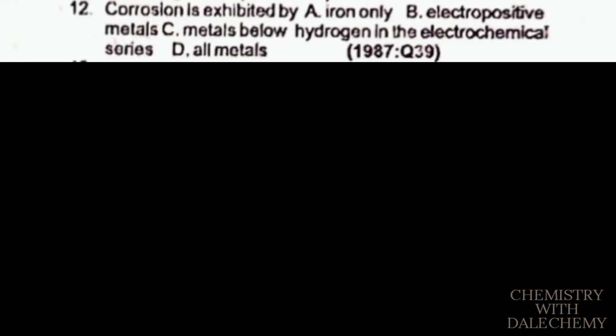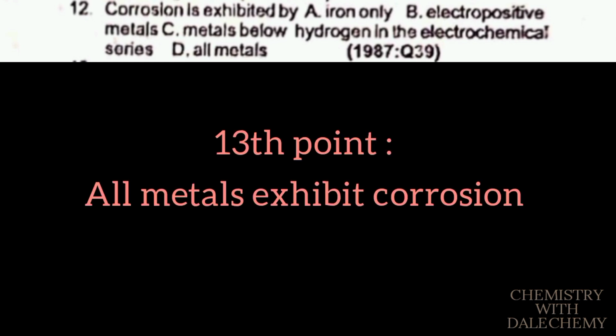And the first question is question 39 of 1987. Corrosion is exhibited by A. Iron only, B. Electropositive metals, C. Metals below hydrogen in the electrochemical series, and D. All metals. So this is just a fact, and all metals exhibit corrosion. So just take care of this point in case you see it in your exam.